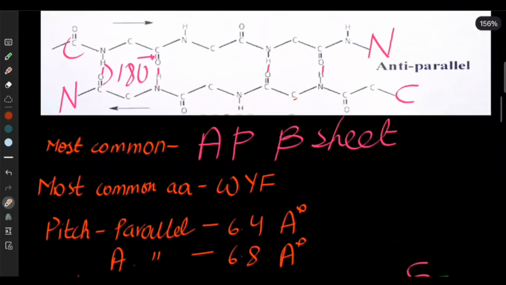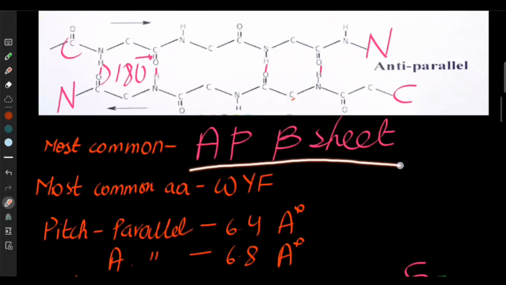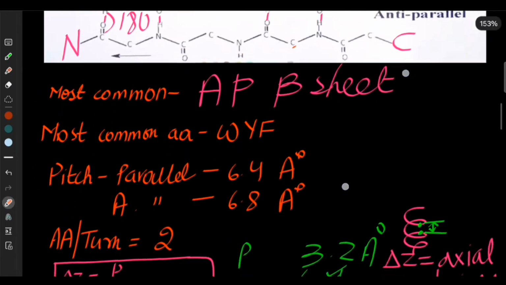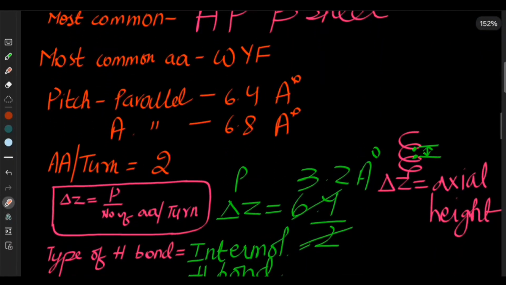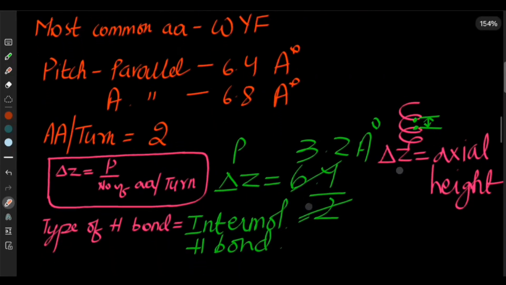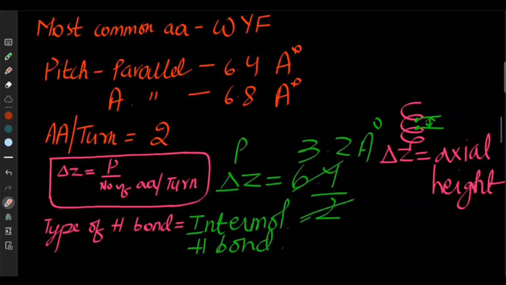As I told you, over here we could also see the book diagram, and then I showed you how inclined hydrogen bonds are formed. The most common hydrogen bond is in anti-parallel beta sheet because of 180-degree. Most common WIF, these are the 1-letter codes for amino acids. And then we talked about the pitch, parallel, anti-parallel, angstrom, and then how many amino acids are there per turn, and then what will be the axial height for parallel and anti-parallel sheet.